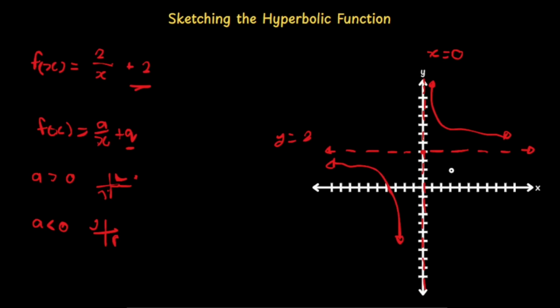And there you have it. That is how you plot a hyperbolic function using a given equation. Right, now what I want you guys to take note of is the new domain and the new range.